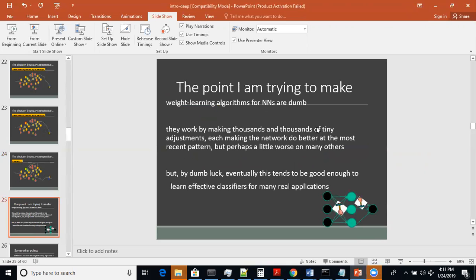So the point is that weight learning algorithms are dumb. They work by making thousands and thousands of tiny adjustments, each making the network do better on the most recent pattern. It may not be doing well on a single instance, but over thousands or millions of times, it is expected to do better.